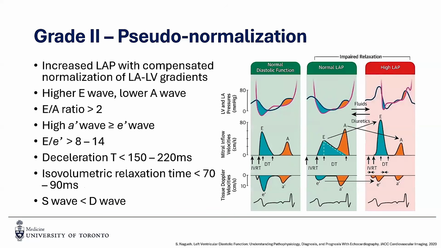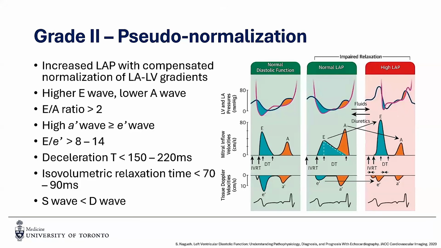Okay, so if we move now to grade 2 dysfunction, this is pseudonormal filling, which is probably the most difficult pattern to sort of recognize. Now, the key concept here is that we have increased left atrial pressure that is compensated to normalize the LA to LV gradient. What this means is that your left atrium has raised its pressure just enough such that it restores a relatively normal-looking transmitral gradient.